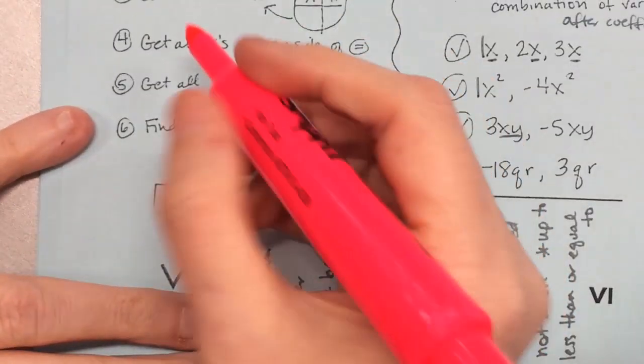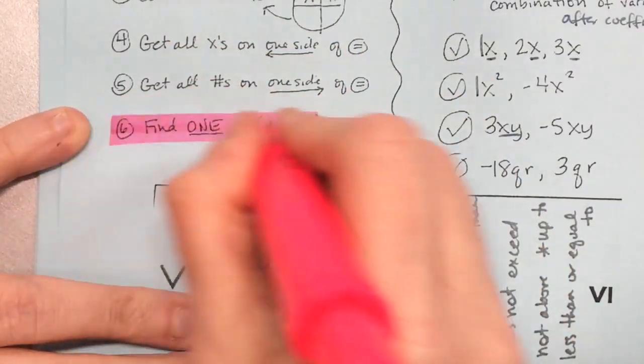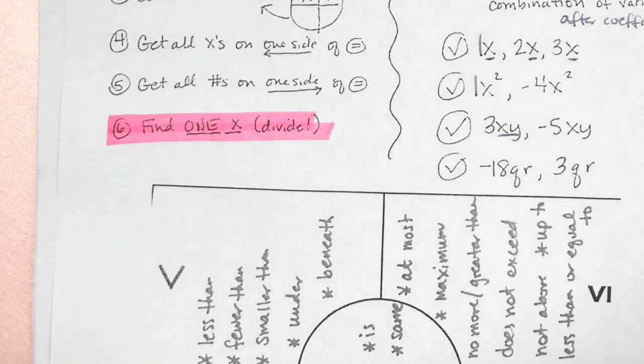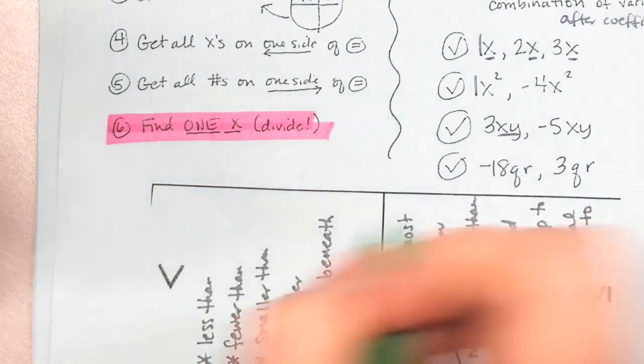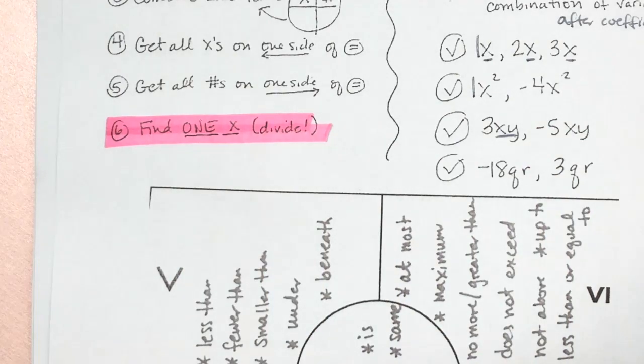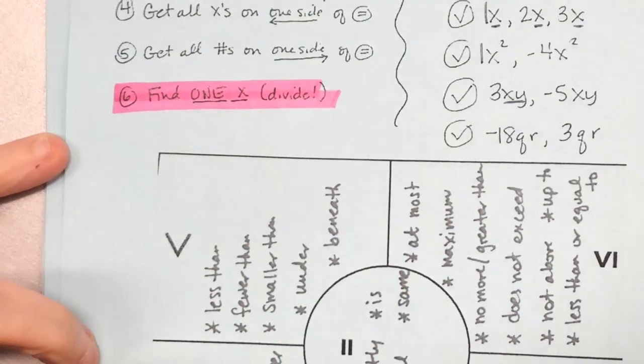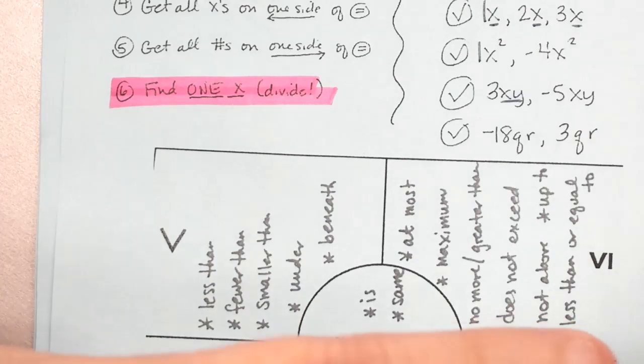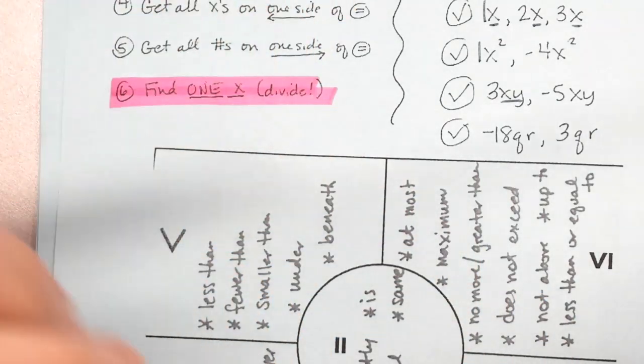Now, right here, step 6, this right here is where inequalities and equations differ. This is where they don't differ, but this is the extra step we have to do for inequalities. And honestly, you can do this step for equations too. It's not going to cause you any problems if you do.